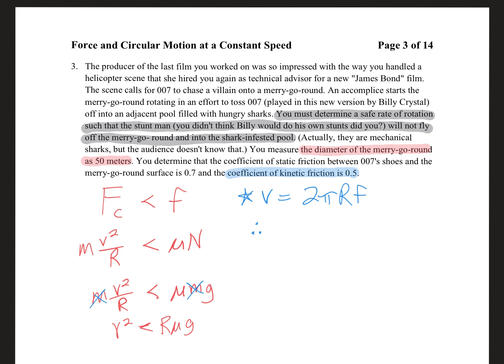If I square that, because remember we're dealing with v squared, if I square this, what am I going to get? I'm going to get 2 squared is 4, pi squared is pi squared, r squared, f squared, which would need to be less than this mu g r business.